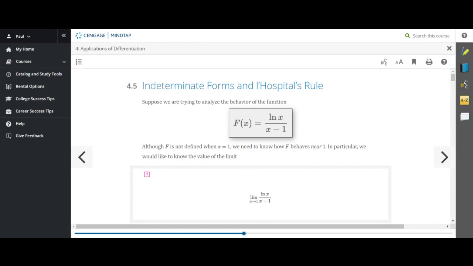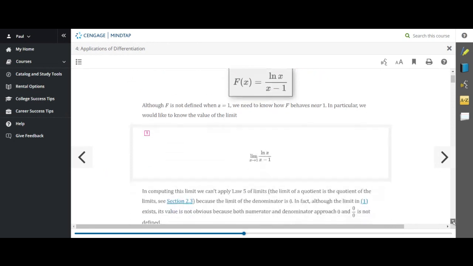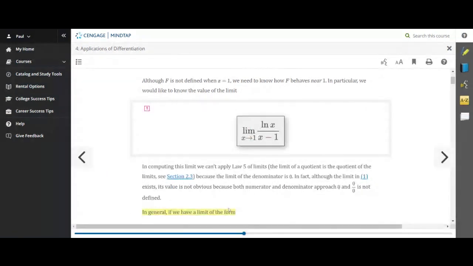Suppose we want to analyze the behavior of this function near x equals 1. So you have a numerator and denominator. The numerator is the natural log of x, and the denominator is x minus 1. So as x approaches 1, and actually I can be a little more specific here, this is what we're trying to find: the limit of the log of x divided by x minus 1 as x approaches 1.